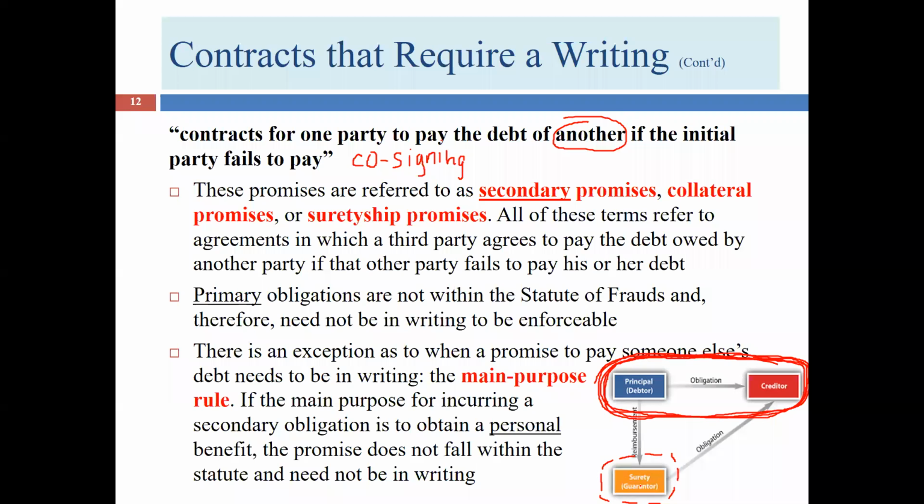But this secondary contract with the surety, or with the person who's signing for the debt of another, that does have to be in writing. So this does not have to be in writing. No writing.